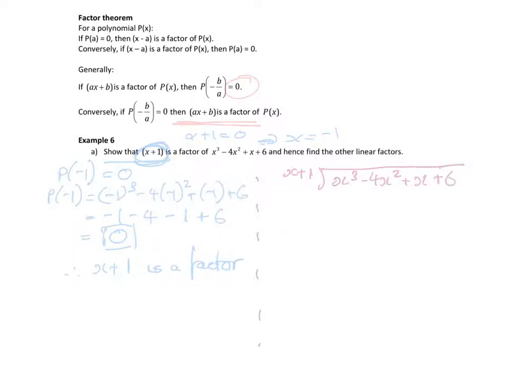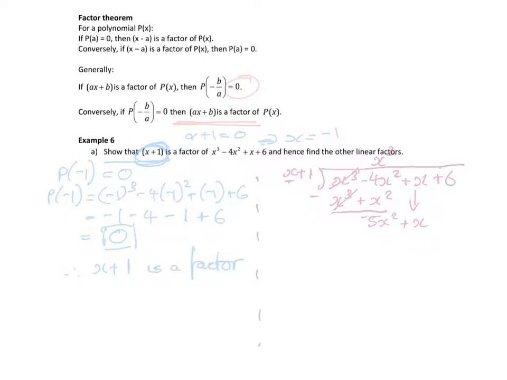All right, what do we ask ourselves? How many times does x go into x cubed? Or what do I have to times x by to get x cubed? And the answer is x squared. So x squared times x is x cubed. X squared times 1 is positive x squared. We subtract and cancel, and that's what we want to happen. Minus 4 minus 1 is minus 5x squared. And then we bring down the next term, which is plus x.